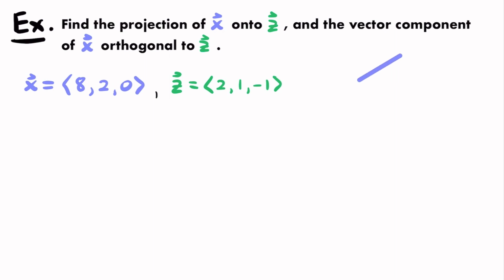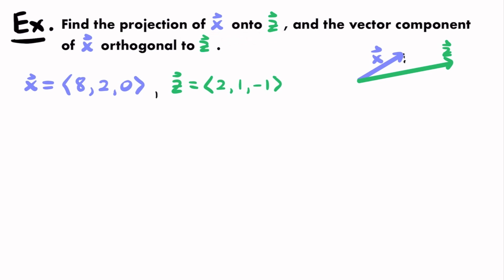I'll let this be vector x, and so I'll label that here, and then this will be vector z, and so I'll label that. All right, and by the way, these obviously are not very accurate drawings of what vector x and vector z would be in a 3D coordinate system. I'm just drawing a general diagram here, so that you can visualize what we're trying to find here. All right, but now the projection of vector x onto vector z, that vector will look like this.